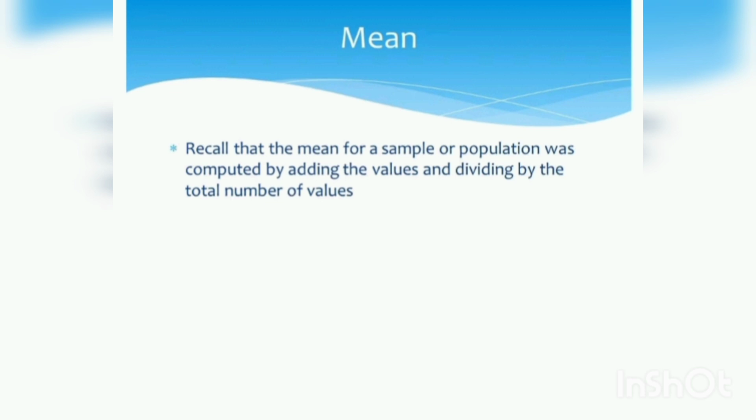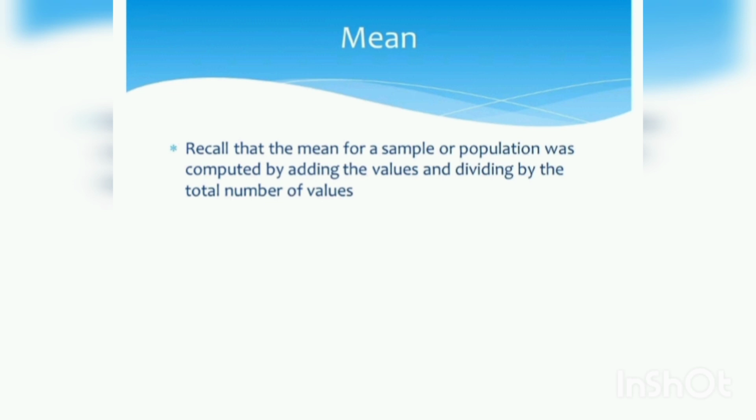So there will be some population or some set of numbers given. We have to add them and divide by the total number of numbers. That will give you the mean. So this is the general definition of a mean.